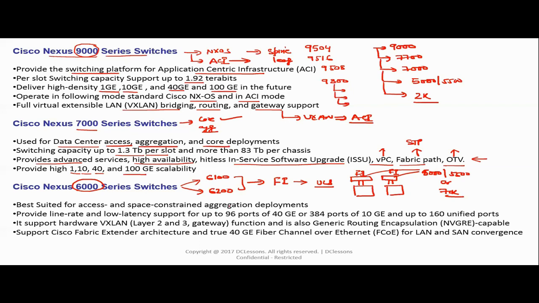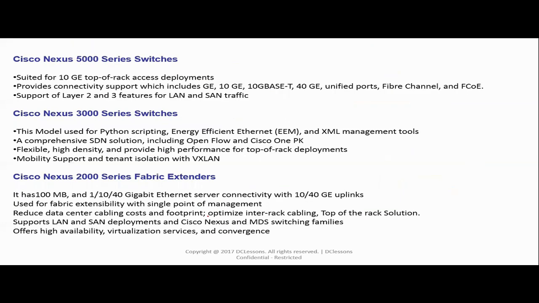It also supports VXLAN. It also supports NVGRE, right? So they are NVGRE-capable switches. It can connect the fabric extender, right? It also supports FCoE in LAN and SAN conversions. So basically, what I have seen mostly in the data center environment, the Nexus 6000 switch is used as a fabric interconnect of the UCS. Now we'll talk about the Nexus 5000 switches.